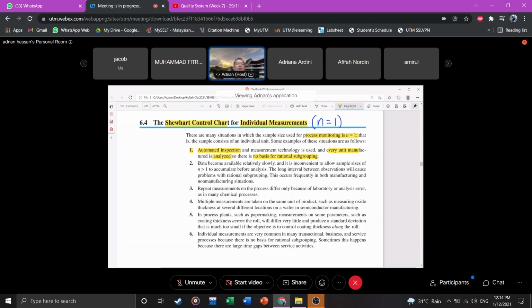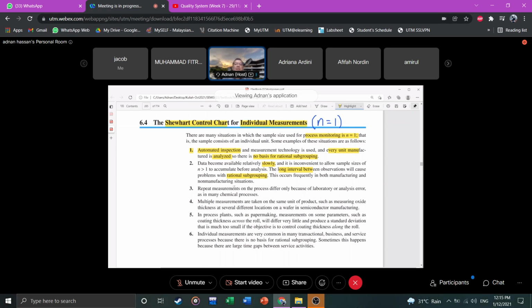So data become available relatively slowly. This allows only a sample size of n equal to 1 to accumulate. This long interval will cause a problem for rational subgrouping, because if you take 1 sample now, maybe another sample is available only 2 hours later. That timing can create a problem, because the situation might change, the temperature might be different. So the best way is we just use individual measurement for monitoring the process.